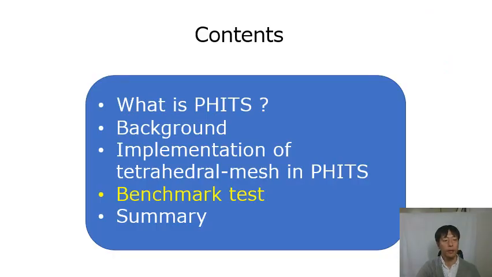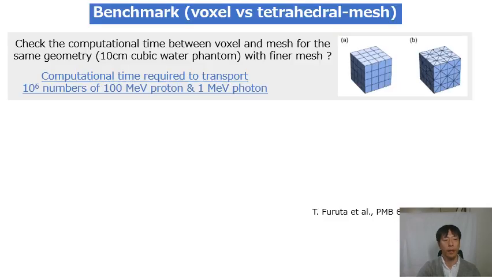We conducted several benchmark tests using the newly introduced tetrahedral mesh function in PHITS. Firstly, we compare the computational time between voxel and tetrahedral mesh. The computational cost for transport in voxel is supposed to be minimum because of its simplest representation. So by this benchmark test, we can judge how good the computational cost for transport calculation in tetrahedral mesh is.